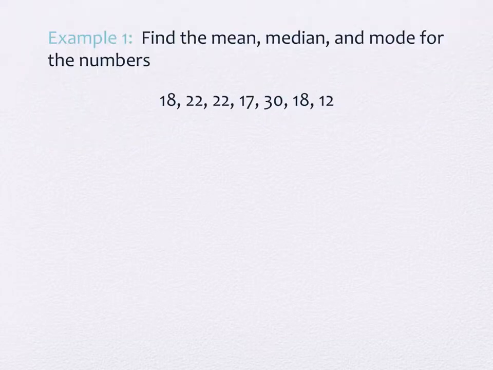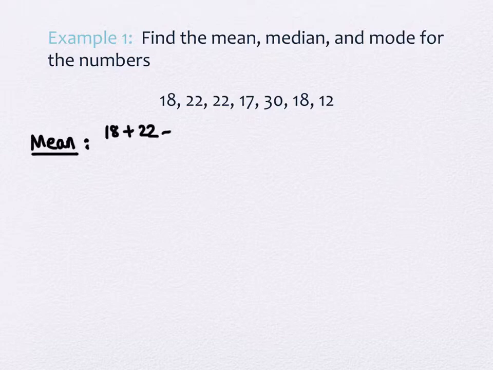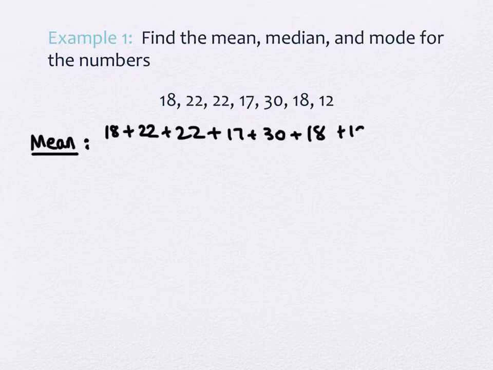Okay, so we're going to actually take a data set, and we're going to find all three quantities: the mean, the median, and the mode. We'll just do them in the order that they're presented. So we'll start with mean. So what would I do to find the mean of these values? Yeah, I'm going to add them together. So 18 plus 22 plus 22 plus 17 plus 30 plus 18 plus 12.